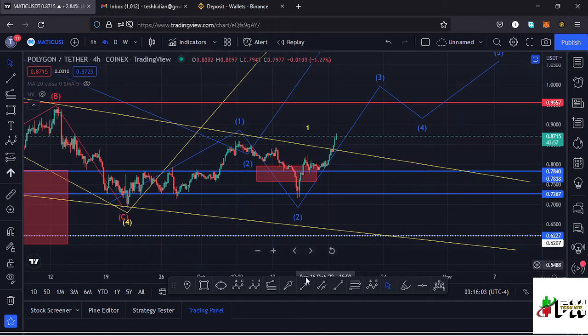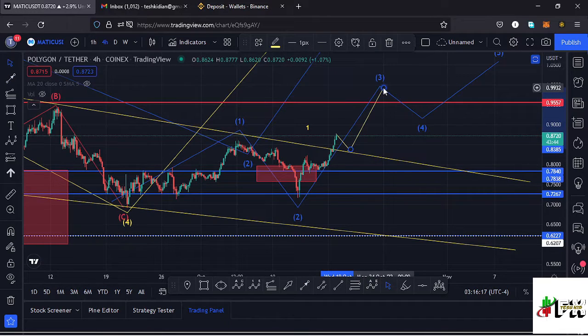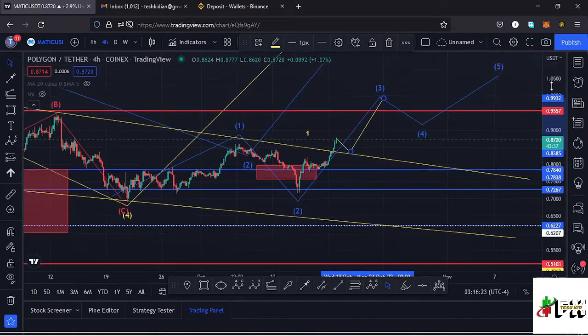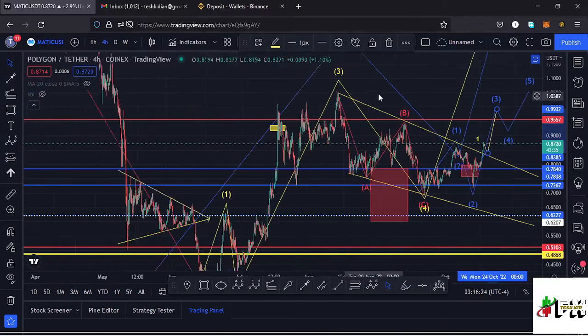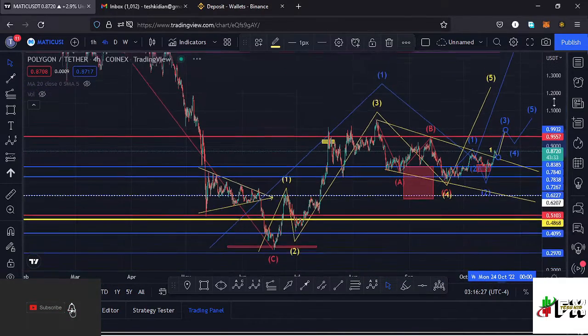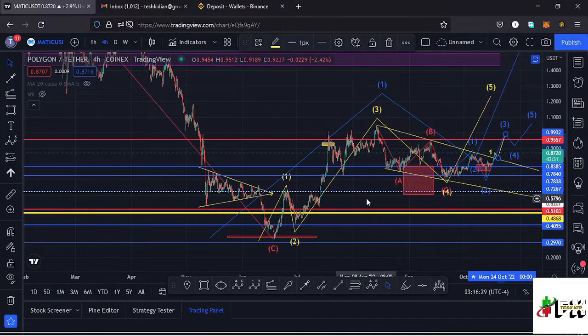So in case we see maybe a retest on the lower time frames of that upper side of the channel and we continue pushing higher, there is a possibility that we are going to maximize the target area in the formation of a third wave before we see a fourth wave and continue pushing higher in the formation of a fifth wave.